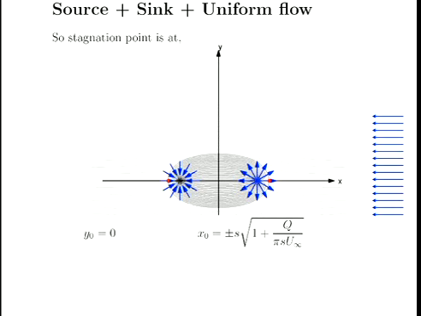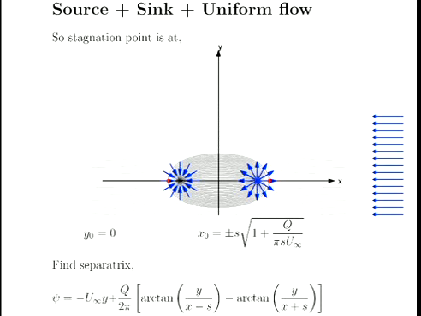So we find the separatrix. So what do we do? The separatrix is a streamline, right? So it's a line of constant stream function. So the first thing we should do is find what that constant is, which, for the flows we're looking at, is actually often quite trivial.